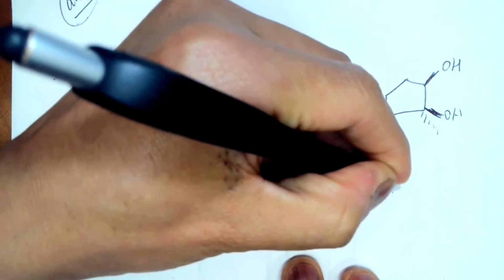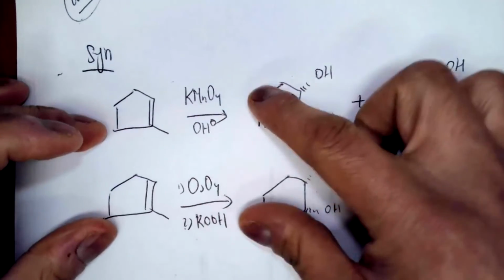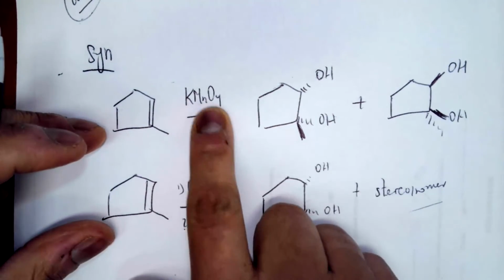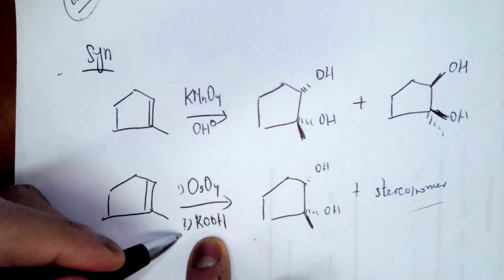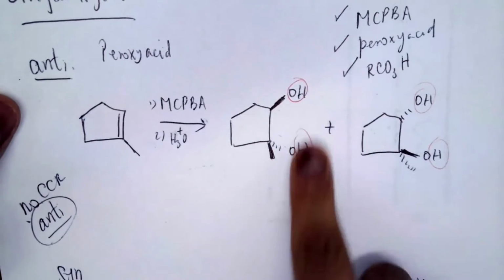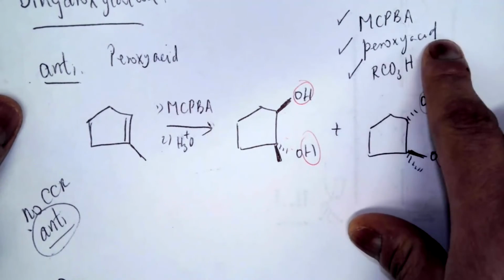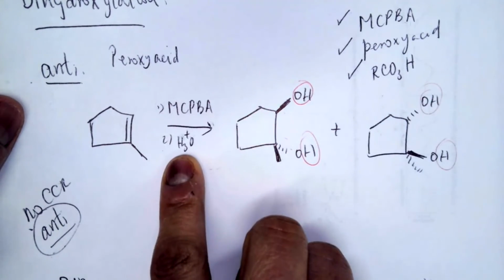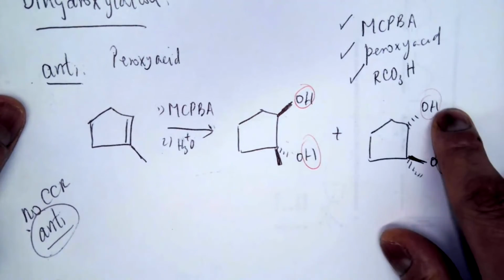Plus the stereoisomer. Okay, so this one is a reaction just to know. Potassium permanganate, osmium tetroxide, you get the cis diol, same result. Potassium permanganate in basic conditions, and this one is osmium tetroxide followed by alkyl peroxide. Here, if you want the trans diol, you have to use mCPBA, which can also be replaced by peroxy acid, or the abbreviation RCO3H, followed by acid, and then you get the trans. Remember, you get both trans, the wedge dash and the dash wedge.